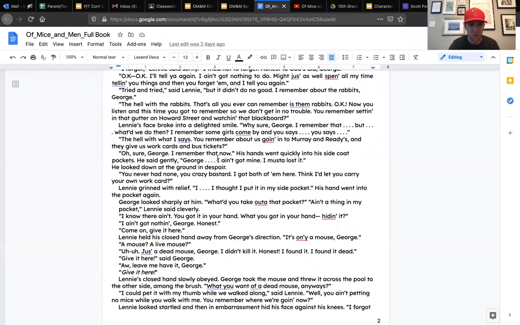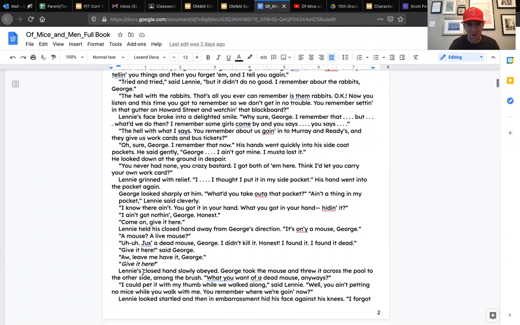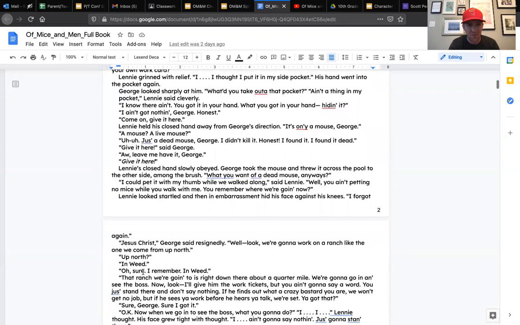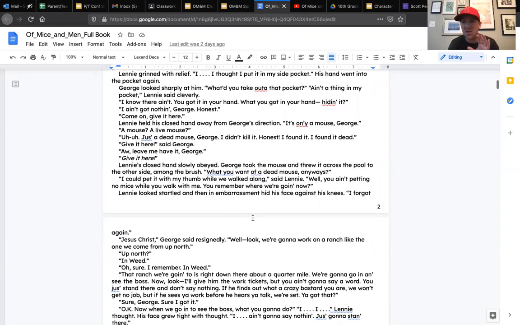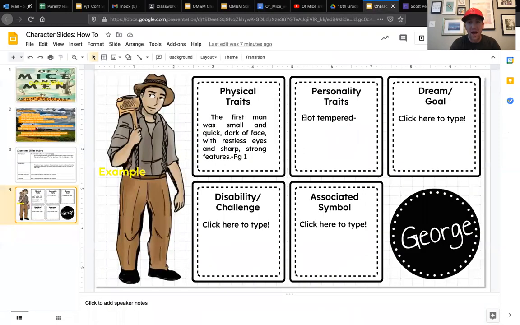But we can go even further. "Give it here," he says. It's in italics. He's yelling it at this point. And then we can go to the next page. "Jesus Christ," George said resignedly. So he's getting angry. There are several descriptions of him throughout the book of him being a little hot-headed, of him being hot-tempered. That's going to clue you in to his personality traits.